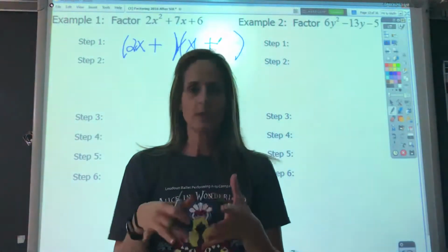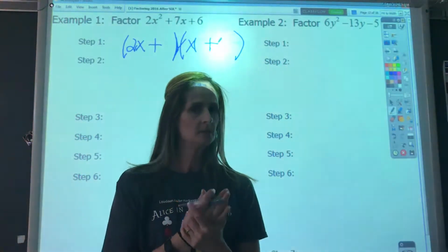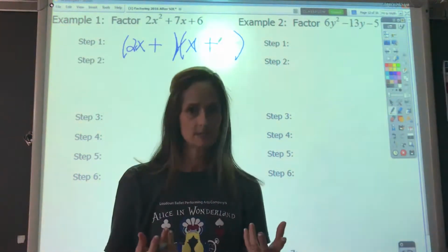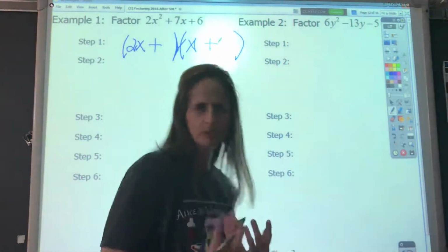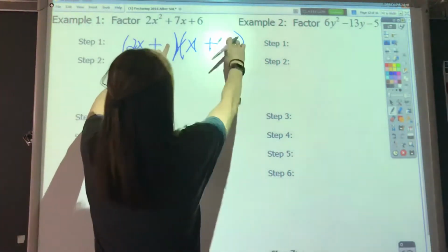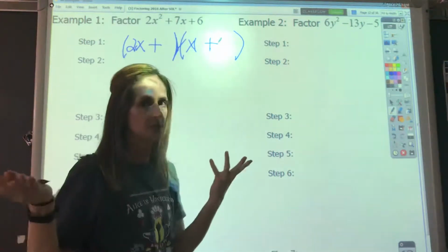Now we have a choice, and this is where the guessing and checking comes in, okay? We have either 1 times 6 is 6, or 2 times 3 is 6. Those are our choices. And if I start with 1 and 6, I don't know if I'm going to put the 1 here and the 6 here, or the 6 here and the 1 here. So let's just try it.